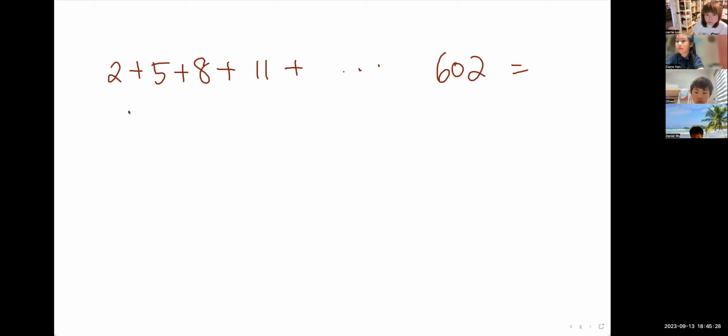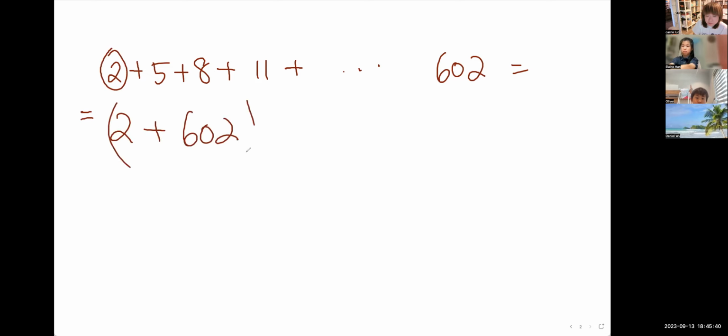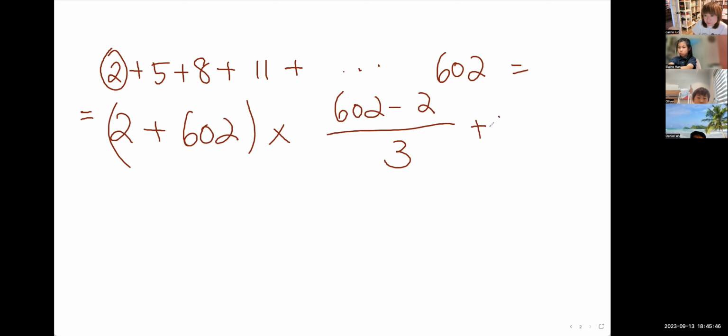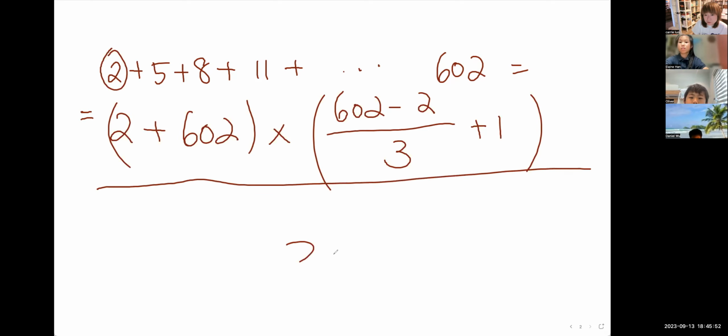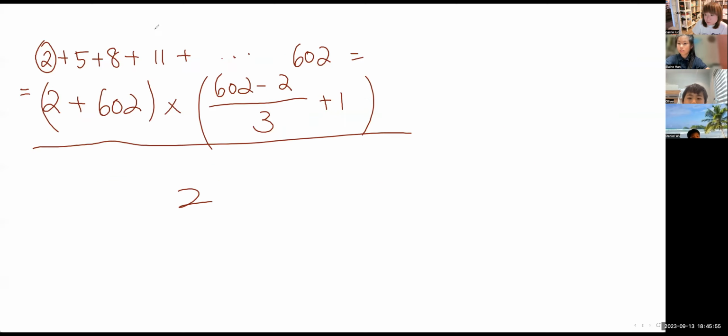Okay, Elaine already said it to me. Oliver and Daniel, you should trust yourself. Daniel, did you forget how to do it? The first number plus the last number, times how many numbers there are. The last number minus the first number, divided by the difference, plus one, correct? And the whole thing divided by two. Do you still remember?